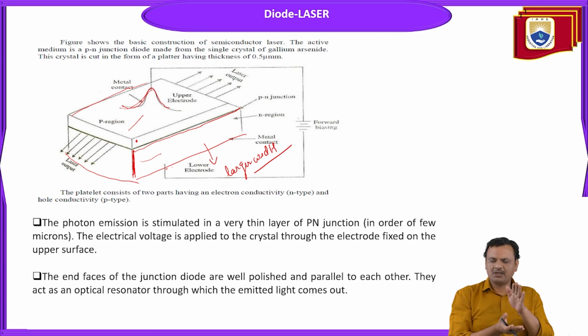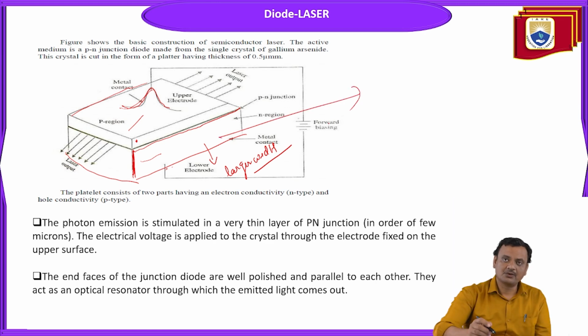Due to biasing, there is one ohmic contact on both sides, upside and outside. Both ohmic contacts will be there, so that you can bias this available PN junction, and so that the electrons and holes will be recombined with each other, and you will get the laser light.